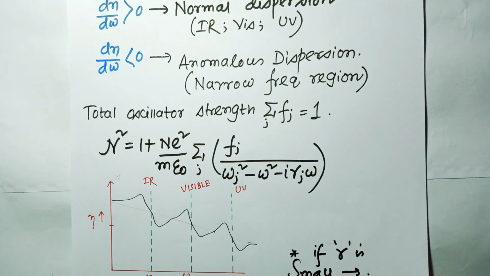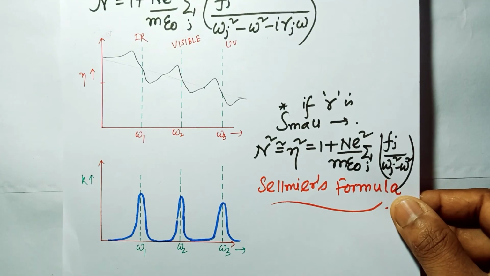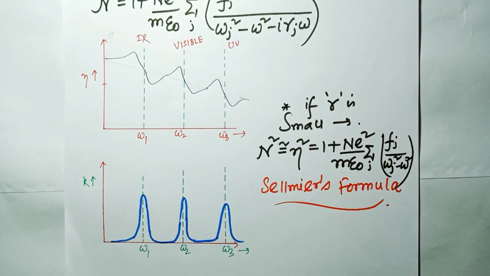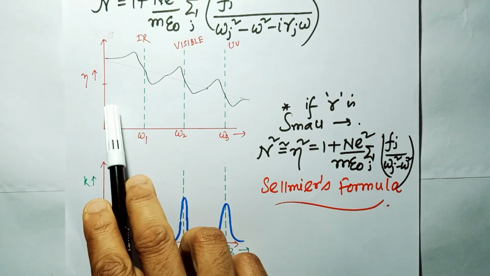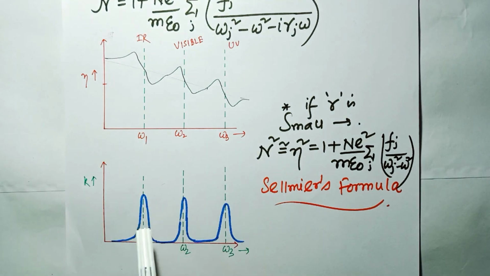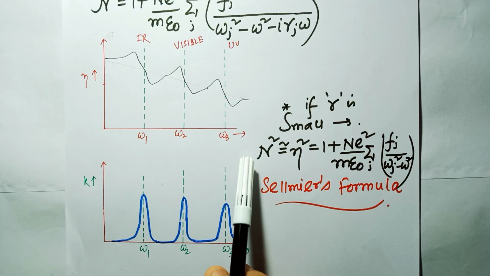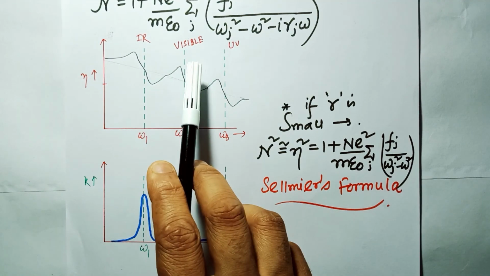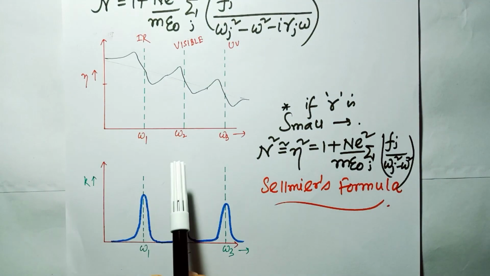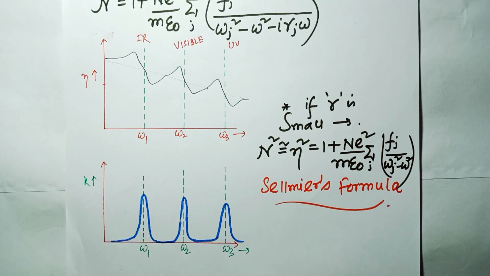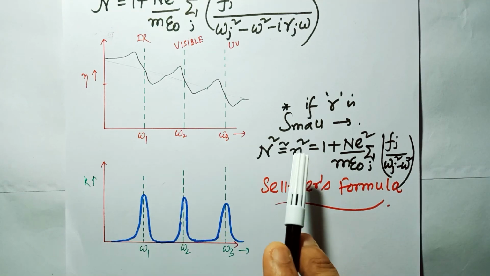Now you can see the variation of eta and kappa over the frequency range. This is the variation of eta with omega, and this is the variation of kappa with omega over the frequency range. This is the IR range, this is the visible, this is the UV, and you can see this is the variation of kappa with omega. This is a material with absorptive features at several different frequencies across the specimen.